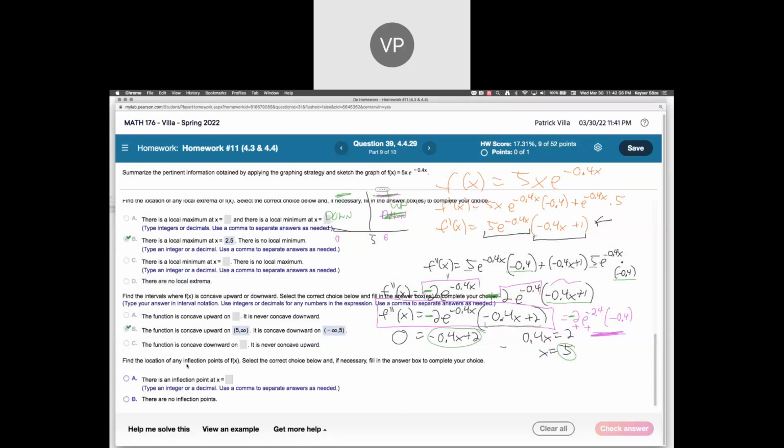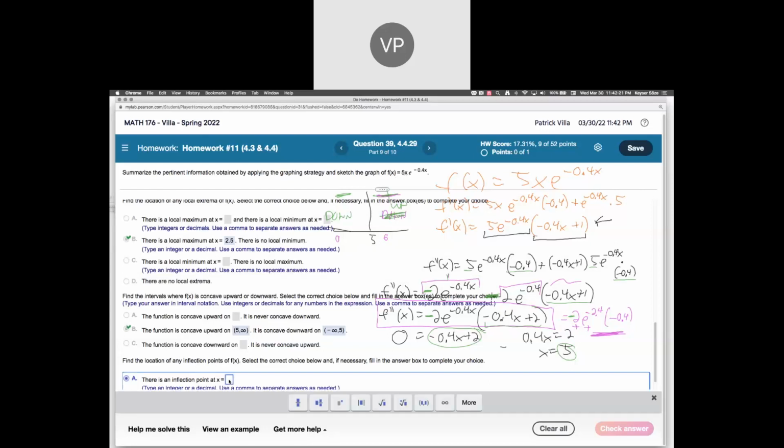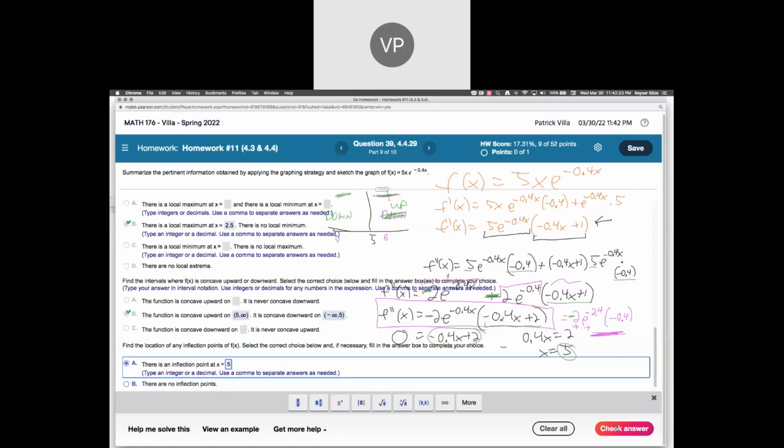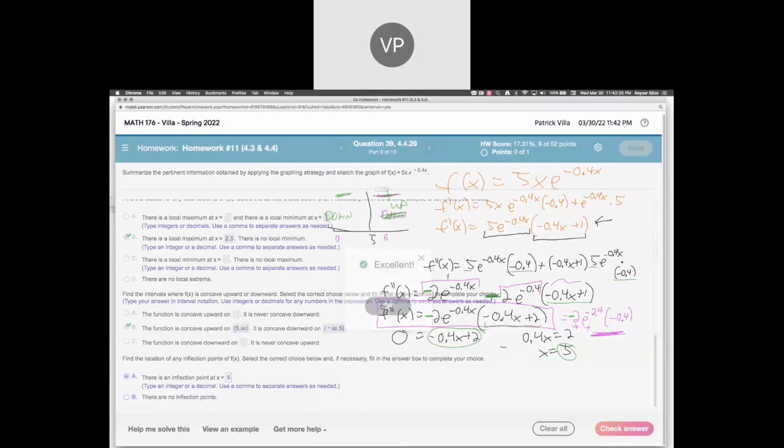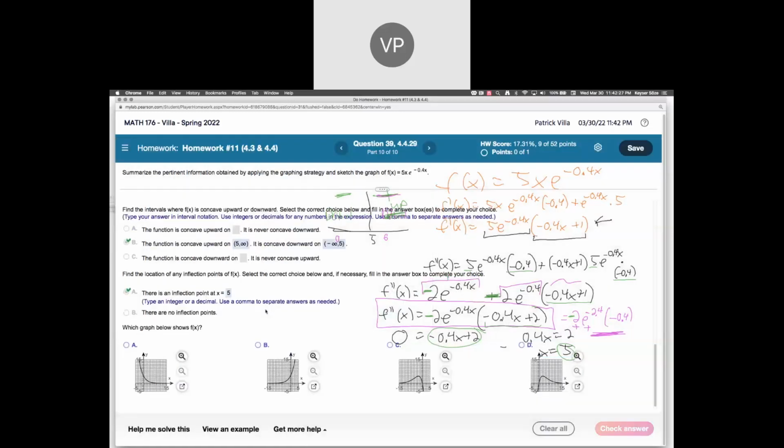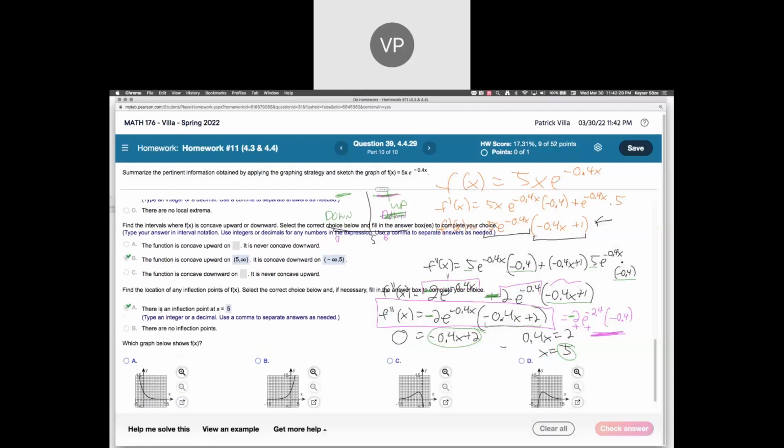Now we need to look at the inflection points. Remember, if the concavity changes like it does here, then that point is an actual inflection point. So we have to plug 5 into that original, and they don't want to know the actual value of the point. They just want to know that we have an inflection point at 5. So that part is good. And then now, after all that, we have to come up with a picture. That's what our part 10 is.